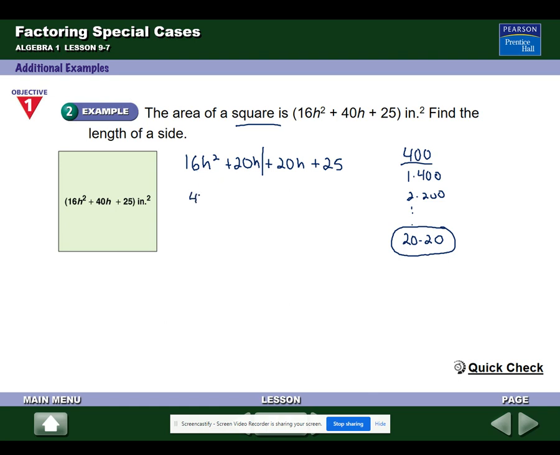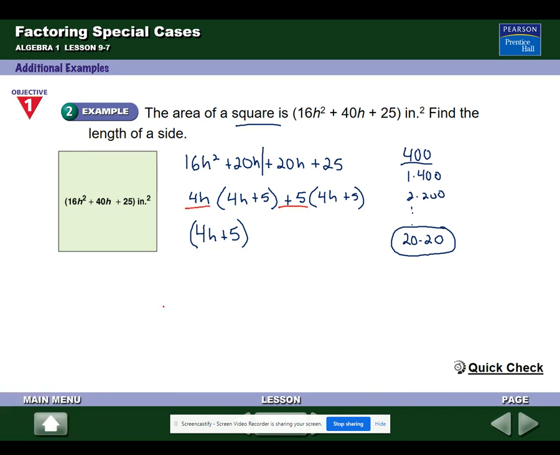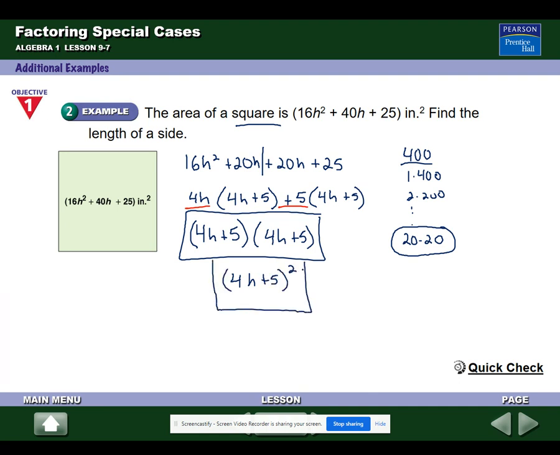I can take a 4h out of this, which would leave me with 4h plus 5. Over here, I can take out a 5, which would leave me with 4h plus 5. And that means that you have 4h plus 5 in two parentheses, which is the same thing twice, 4h plus 5. And that is a correct answer. Or again, of course, you may write this as 4h plus 5 in parentheses squared.